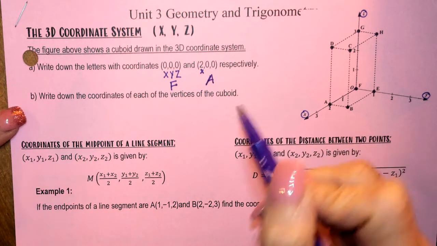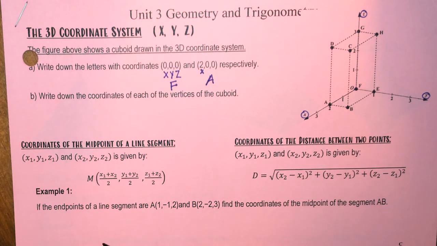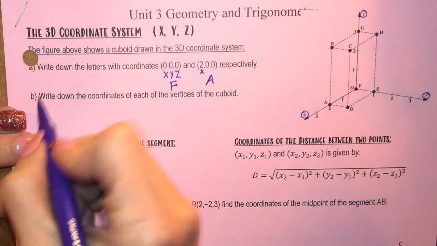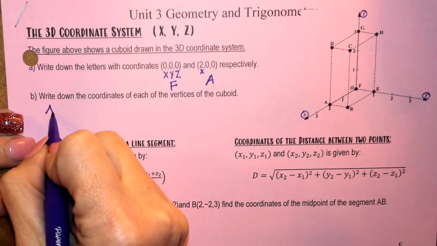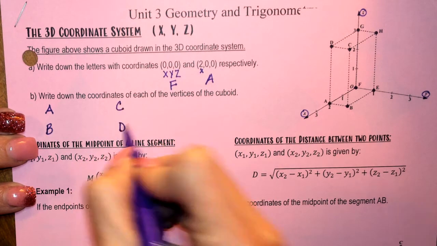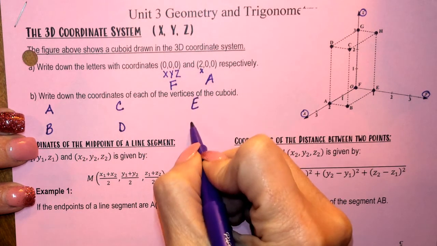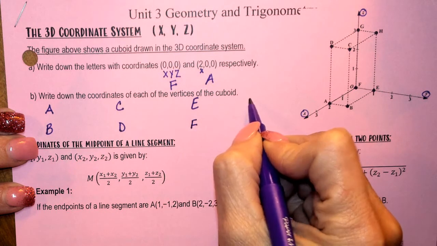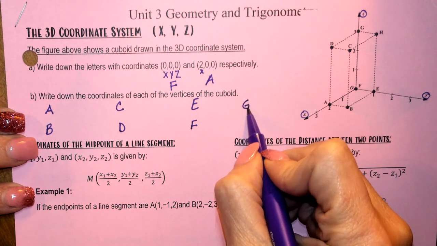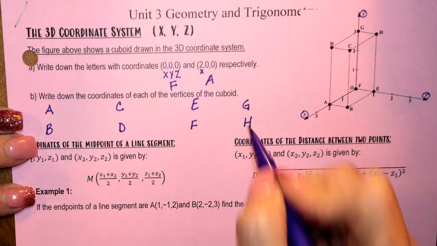Okay, so we're going to look at all the different vertices, and we're going to write them down and where the coordinate ends up. So we're going to do A through H. We're going to write A, B, C, D, E, F, G, let me see if I can squeeze it all on here, and H. Probably going to have to write those kind of small.